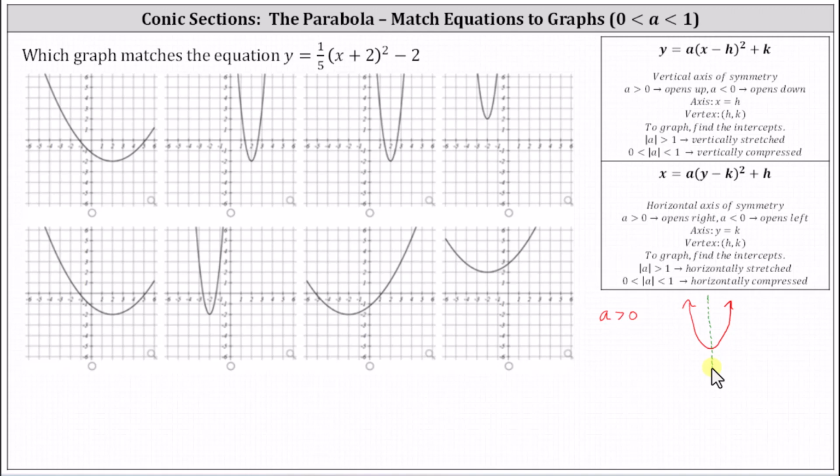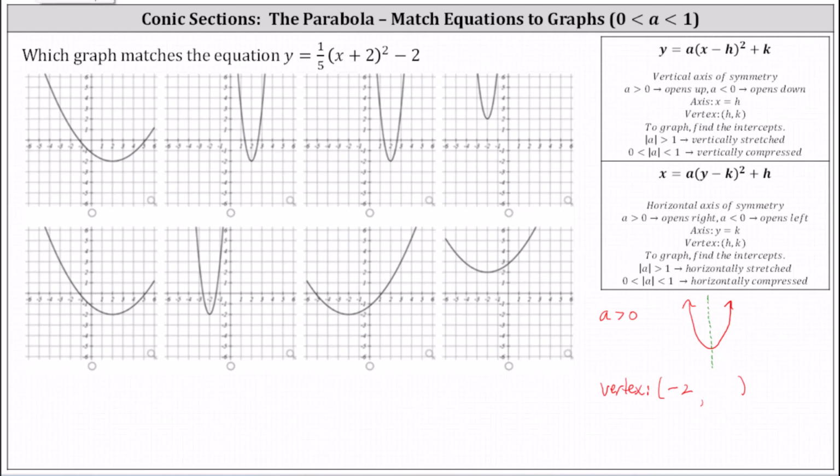In addition, the vertex is the point h comma k, and the equation of the axis of symmetry is x equals h. Let's determine the vertex using the given equation. Notice in our notes, inside the parentheses, we have x minus h, and for our equation, we have x plus 2. It's important to recognize here this means h is negative 2, because x plus 2 is equivalent to x minus negative 2. So h is negative 2, and therefore the x-coordinate of the vertex is negative 2.